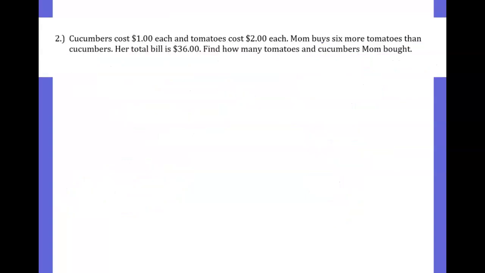All right, let's look at number 2. Cucumbers cost $1 each and tomatoes cost $2 each. Mom buys 6 more tomatoes than cucumbers. Her total bill is $36. Find out how many tomatoes and cucumbers that Mom bought. So, let's see, do we know? We know that Mom buys 6 more tomatoes than cucumbers. So, let's let X be the cucumbers. And if X is the cucumbers, Mom bought 6 more tomatoes, so our tomatoes would be X plus 6.